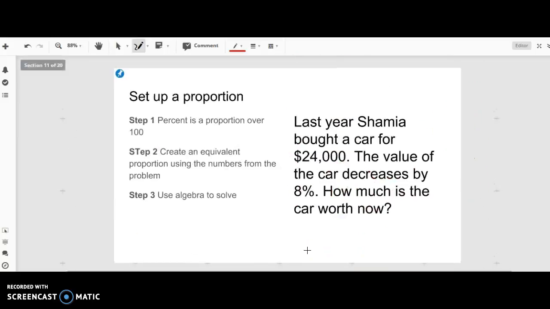Let's try it the third way. Set up a proportion. So a percent is a proportion over 100. Create the equivalent proportion using numbers from the problem. Use algebra to solve.